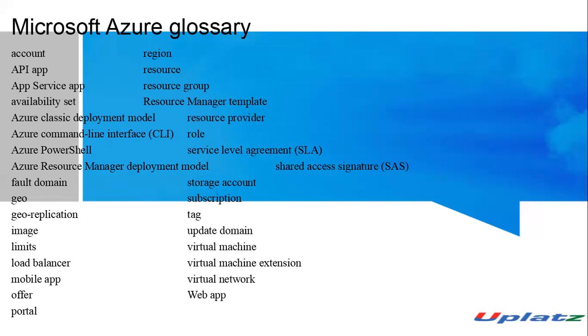Then we have virtual machine. It's the software implementation of a physical computer that runs an operating system. Multiple virtual machines can run simultaneously on the same hardware. In Azure, virtual machines are available in a variety of sizes.